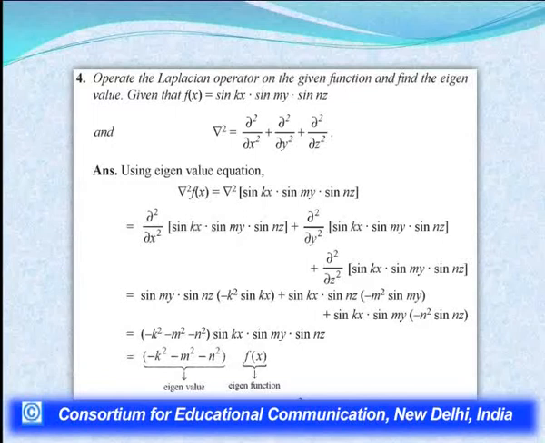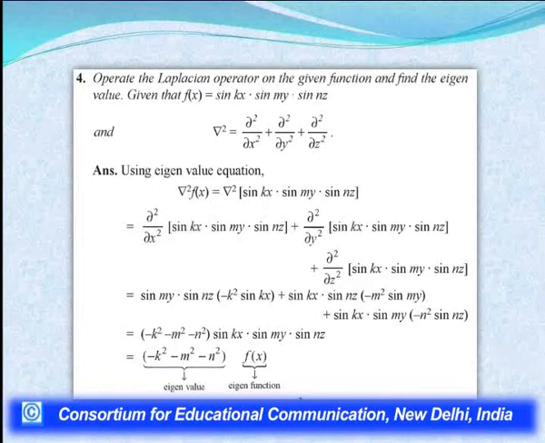Now using the eigenvalue equation, we will operate this del square on the function f(x). So my function is sin kx, sin my, and sin nz. I will double differentiate it, that is d square by dx square. Obviously the x operator, d square by dx square, will only operate on the x function. The y operator will act upon the y function, and z will act upon the z function. So when I apply del square by del x square on the function, the y and z parts will be constants, and they will come out as such.